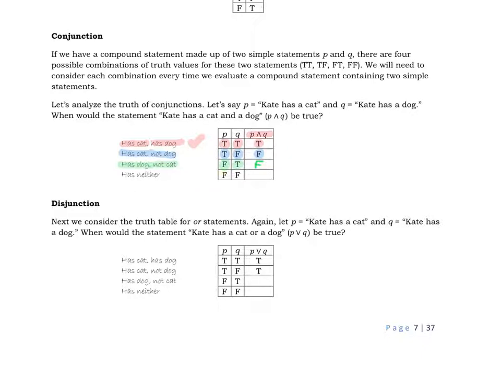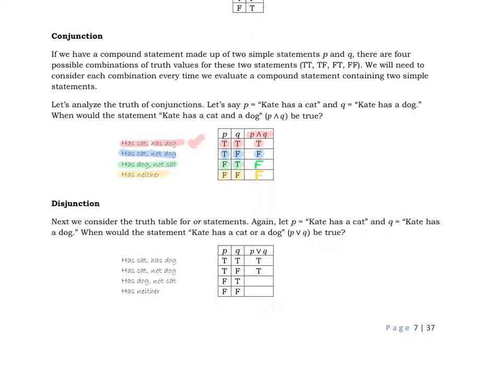All right, highlighter. So she doesn't have a cat. And Q is she has a dog. She doesn't have a dog either. So in other words, she has neither one. Is it true or false to say Kate has a cat and a dog? Well, that would be false because she doesn't have either one.